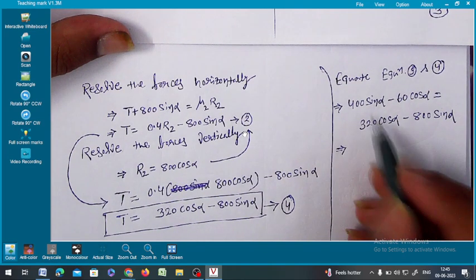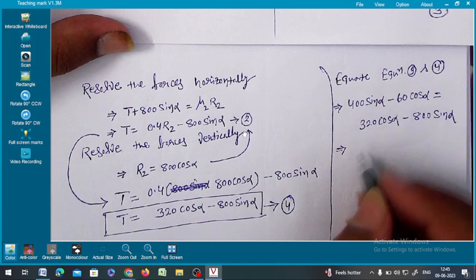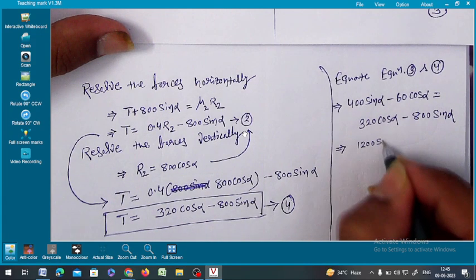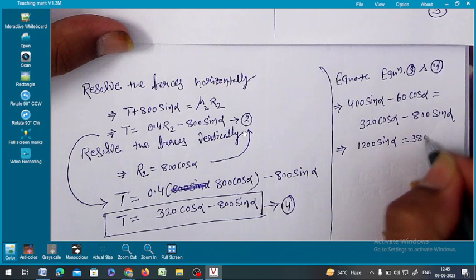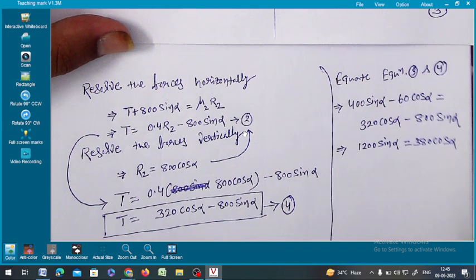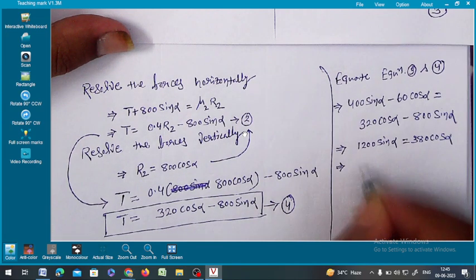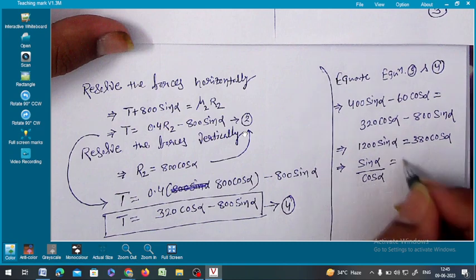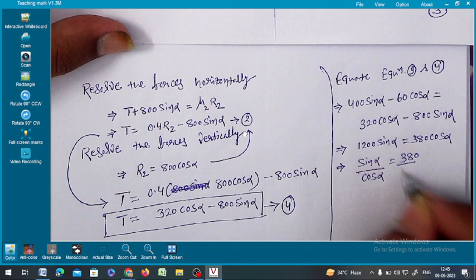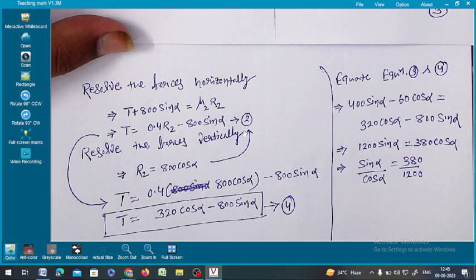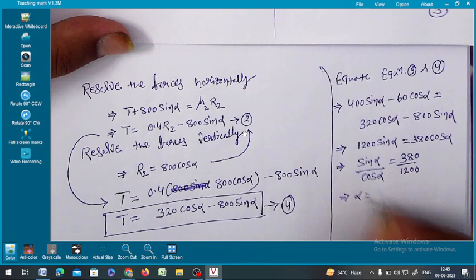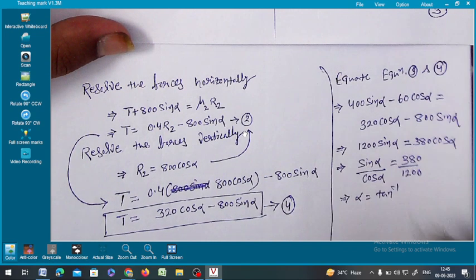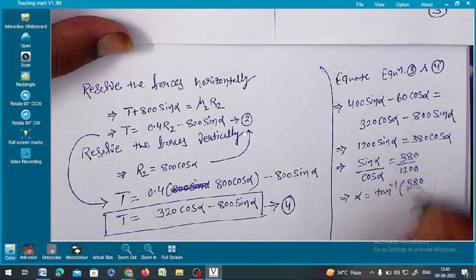Okay, 400 sin alpha goes to the other side, so it will be 1200 sin alpha is equal to 380 cos alpha. Is it correct? Yes. So sin alpha by cos alpha is equal to 380 by 1200. So alpha is equal to tan inverse of 380 by 1200. How much is the answer?